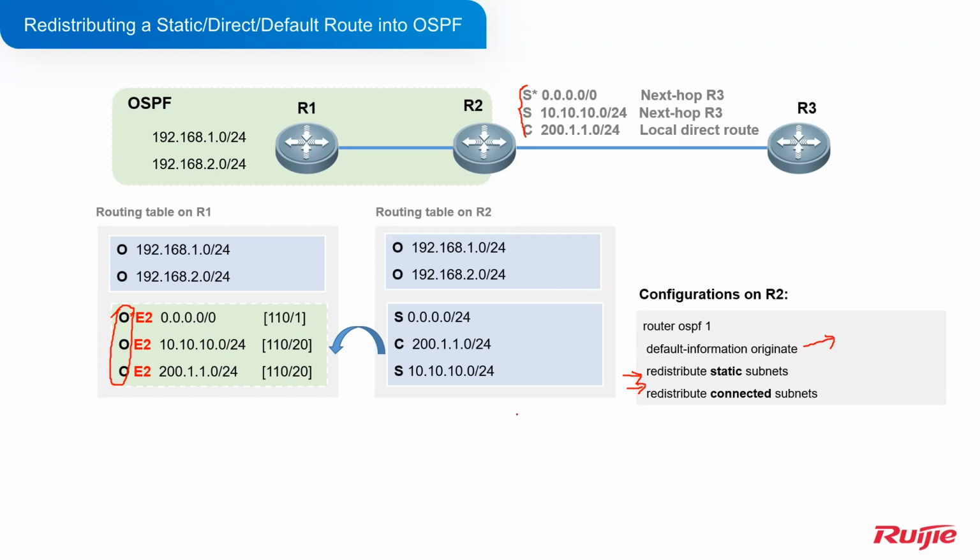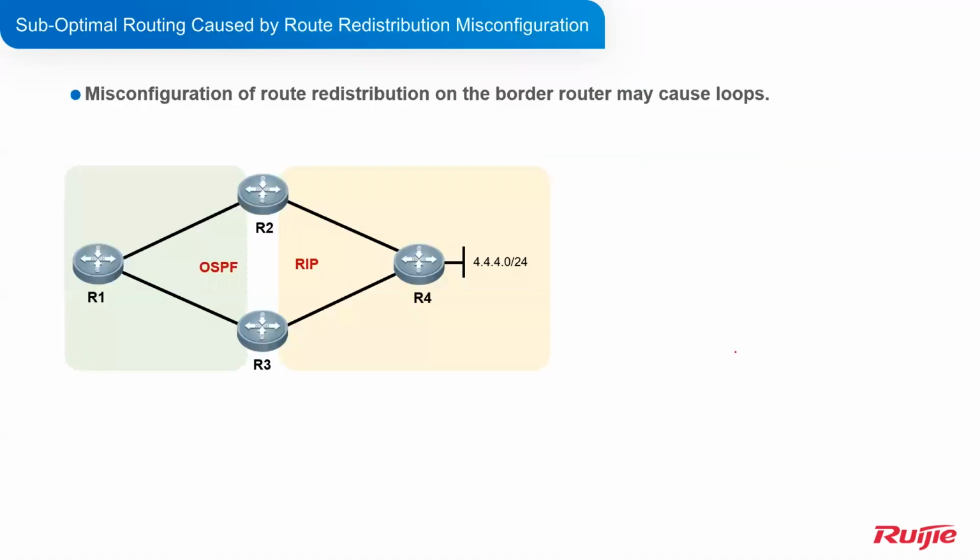Because in this case, there is a special route, which is called the default route. If we want to redistribute the default route into OSPF without this command, default-information originate, it will not take effect. So you should pay attention and remember it. When you import some default routes into OSPF, it's necessary to use this command, or OSPF will not generate the default routes. Okay. This is the configuration in this case.